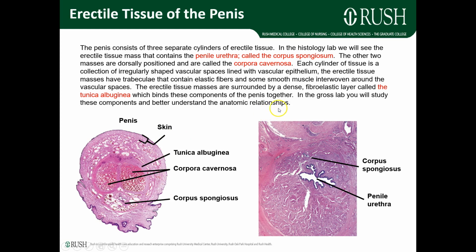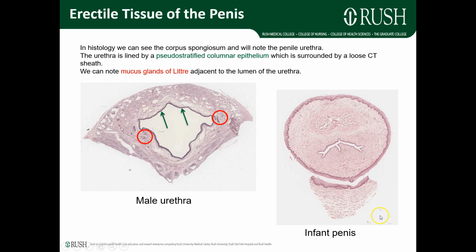So in the gross lab, you will study these components a little bit better, but in our sections, we may not be able to see histologically all the components which are shown here in this picture. So this is just a more highlighted view where you can see the corpus spongiosum as well as the penile urethra located within it. So this is what you will be seeing in histology.